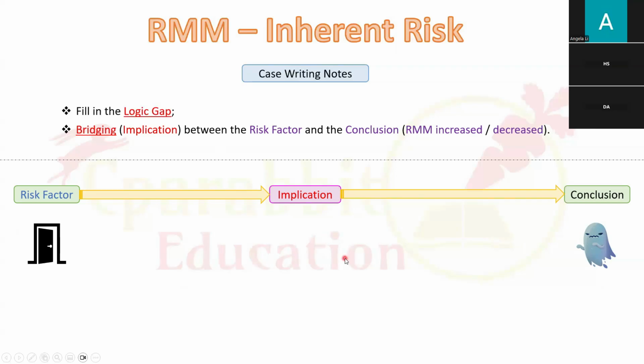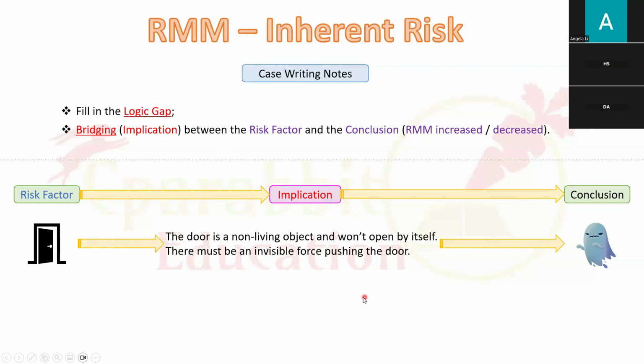So in your CPA case writing, how do you fill in the logic gap like this? You should say the door opened itself, but the door is a non-living object and it won't open by itself. There must be an invisible force pushing the door. Then there's your conclusion: there is a ghost behind the door. Making sense? Yeah. So if you do your best to fill in the logic gap, you're going to take something that doesn't even make sense and make it sound very solid.